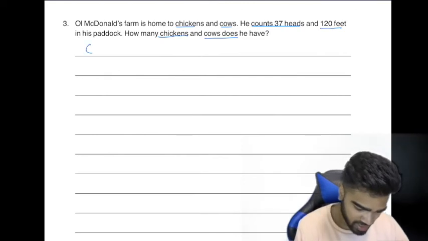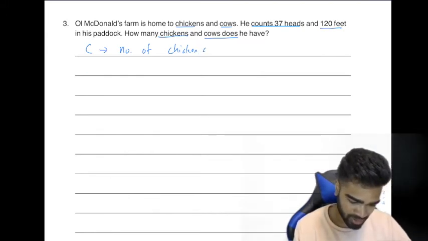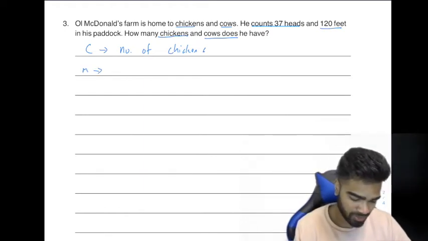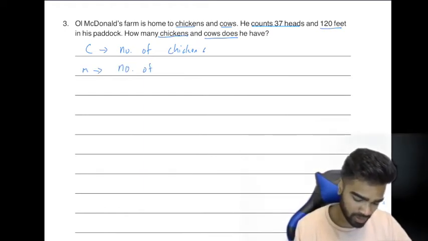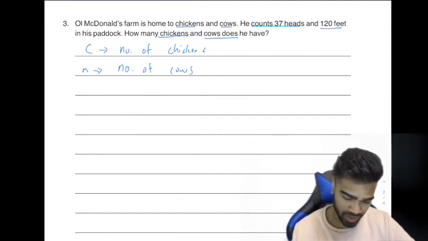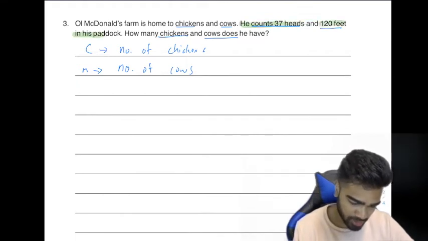So I'm going to say C would be the number of chickens, and what's a good variable to call cows? Maybe M, because cows moo, I don't know. You can call it whatever you want. M is the number of cows, okay? You define your variables. Now we need to find the equations to solve for these variables. So maybe we can use this information. He counts 37 heads and 120 feet.